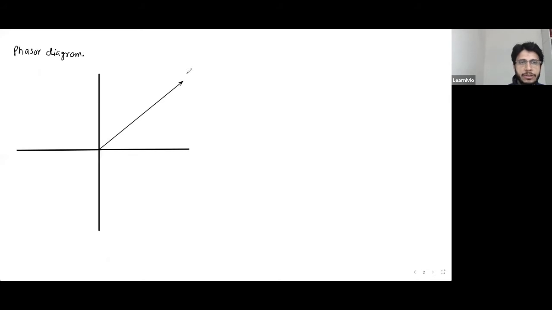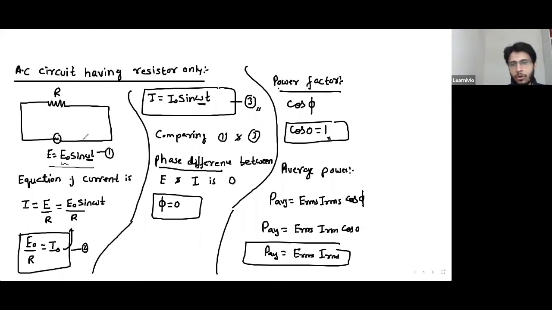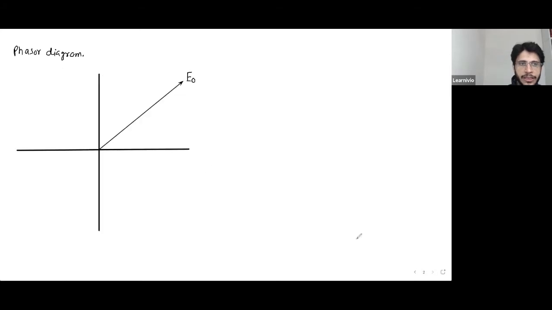So I take an arrow. The length of the arrow is equal to the peak value of EMF. The inclination of that arrow with the x-axis is the phase, omega t. So that is the phasor diagram of E naught. After the phasor diagram of E naught, you can draw the phasor diagram of current.